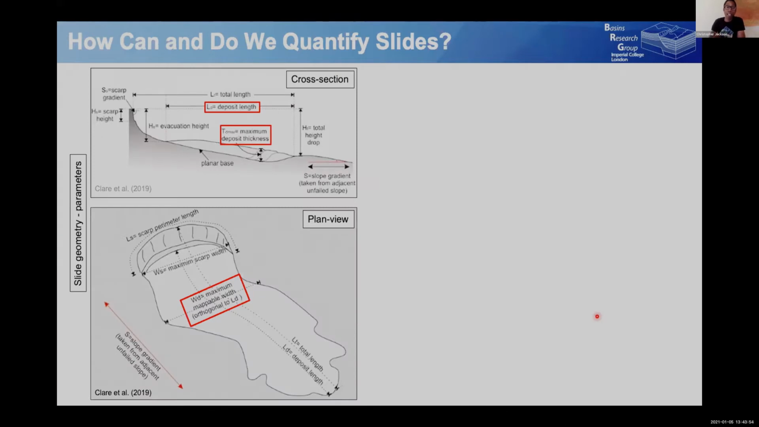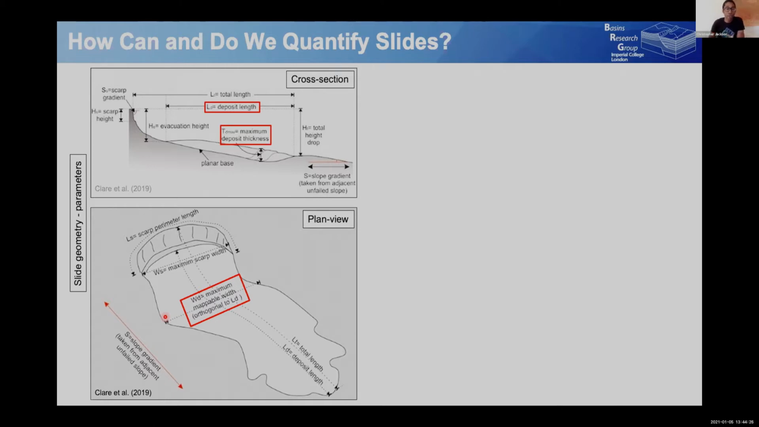So how can and how do we quantify slides? Well, we can measure a bunch of stuff. As you can see in the cross section here, we can measure, for example, the deposit thickness as well as the deposit length. If we have access to things beyond simply a cross section, so we go from outcrop to geophysical data or bathymetric data, remote sensing data, we may get a plan view image of these deposits. And as you can see here, we could measure something like width. And if we have access to width and length and thickness, we can obviously then measure area.